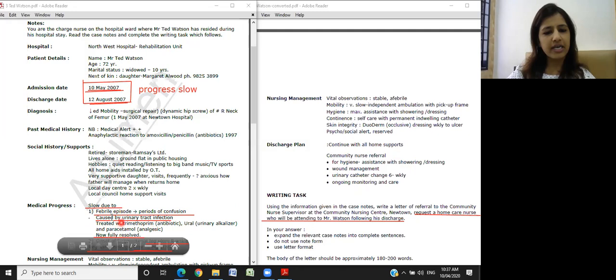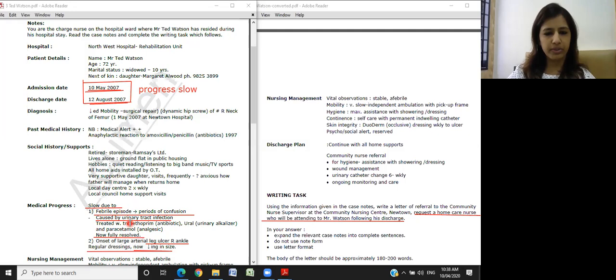The infection has also resolved now. They do not have that infection anymore. That means even though the case note is giving a large portion, I should be writing a very brief summary about this. So hardly, maybe a one sentence summary about this.